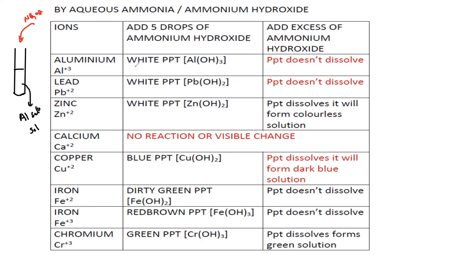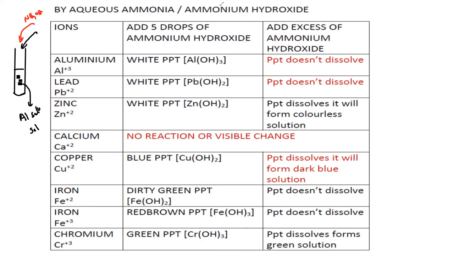First, we'll add 5 drops. When we add 5 drops, we'll observe white precipitate. Because I cannot draw white precipitate here, I'm using a black color just to represent white precipitate. And when we add excess, like we add more than enough, what will happen? The precipitate does not dissolve. So this time, when excess aqueous ammonia is added, we don't observe the precipitate dissolving. Previously, when we were adding sodium hydroxide, it was dissolving, but now it does not dissolve.